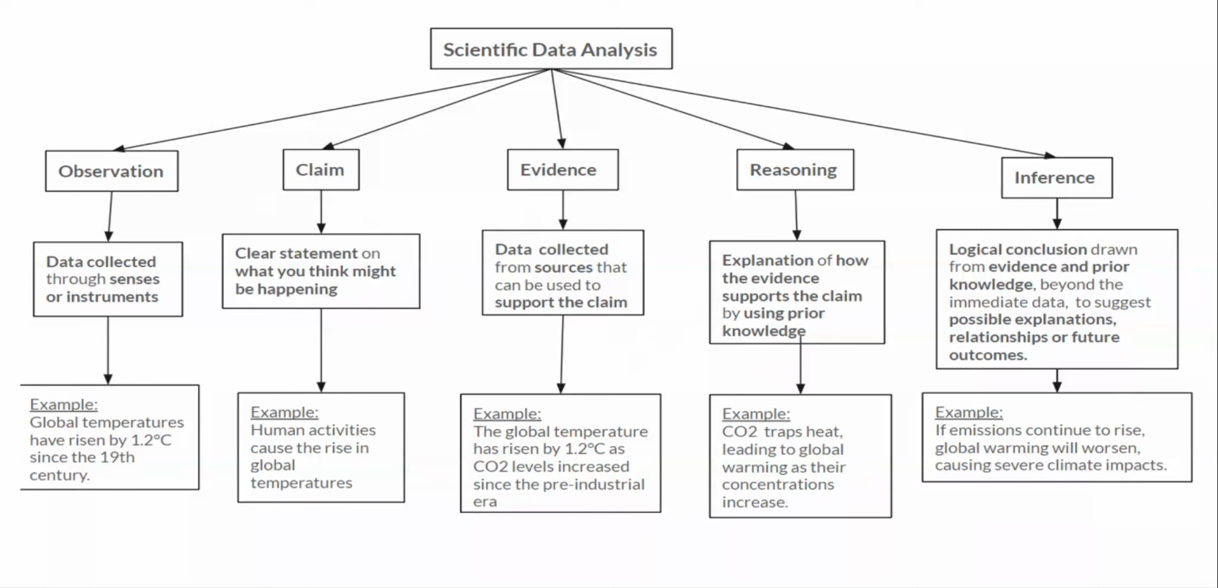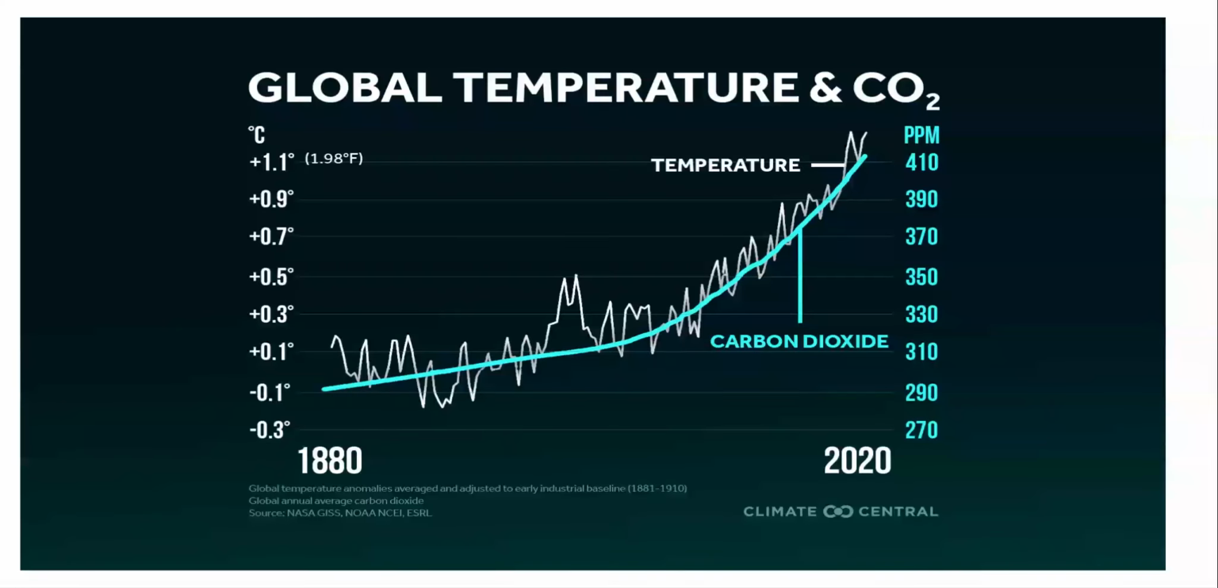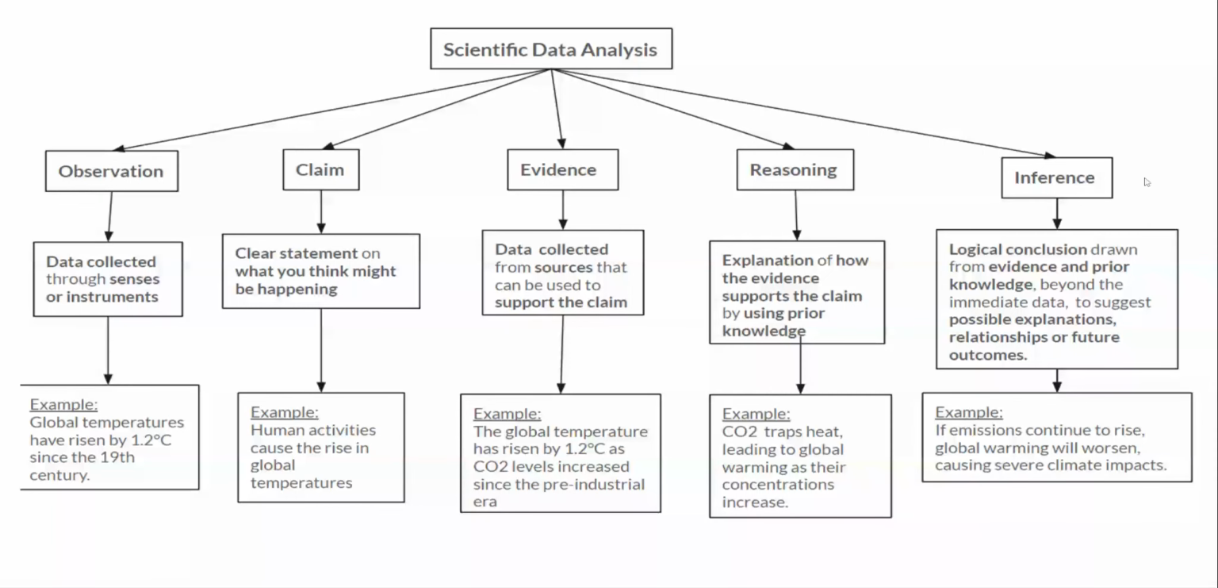An inference is a logical conclusion drawn from your evidence and prior knowledge that's beyond the immediate data to suggest possible explanations, relationships, or future outcomes. So, inference is beyond the data that we have. In this case, we have this data. Based on this data, what are some patterns we can find? What are some patterns we notice? What are some predictions we can make based on the outcome? So, you're making a scientific explanation, relationship, or future outcomes based on what you're seeing and the evidence you have.